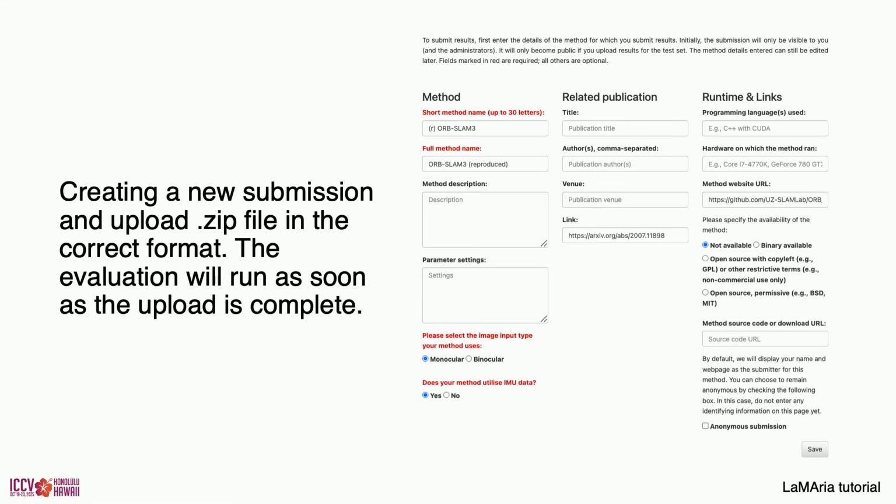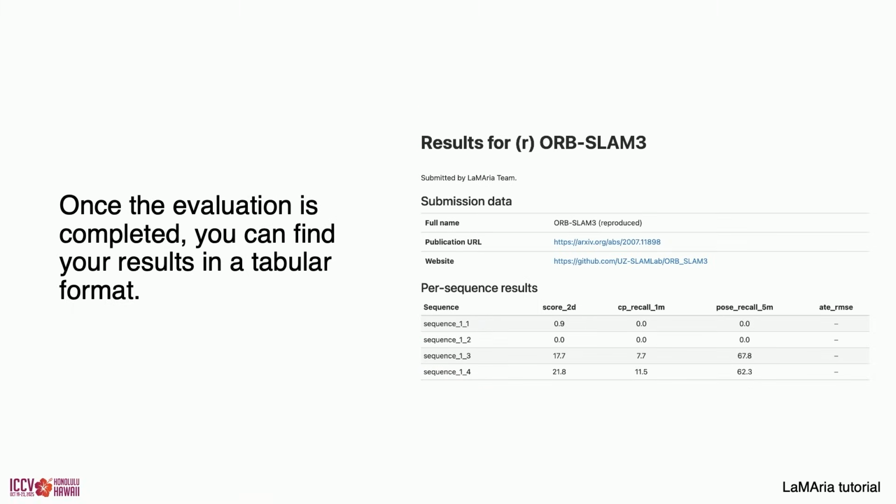Creating a new submission is fairly straightforward. You log in and you will automatically be directed to a section where you can create a new submission. You can upload a zip file in the correct format. As soon as you upload, depending on the number of sequences you submit, the evaluation will run and the results will be available. Once your evaluation is complete, you can find your results in a tabular format for that particular method, readily available when you click on view results.